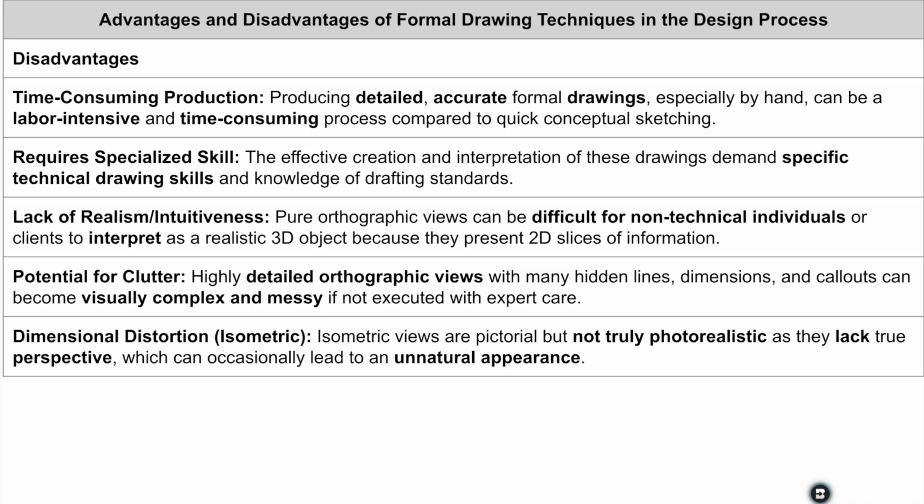There's potential for clutter. Highly detailed orthographic views may have hidden lines, dimensions, and callouts that become complex and messy if not executed with expert care. There might be dimensional distortion, so isometric views are pictorial but not truly photorealistic as they lack true perspective, which can occasionally lead to an unnatural appearance.